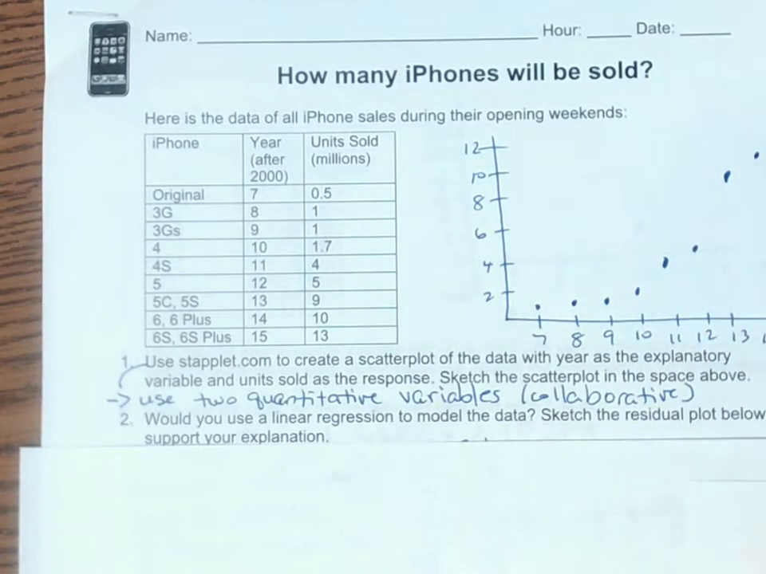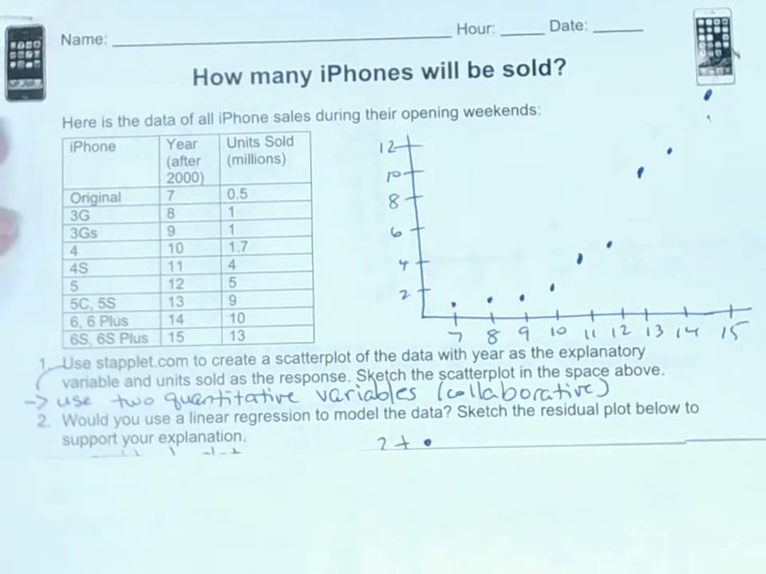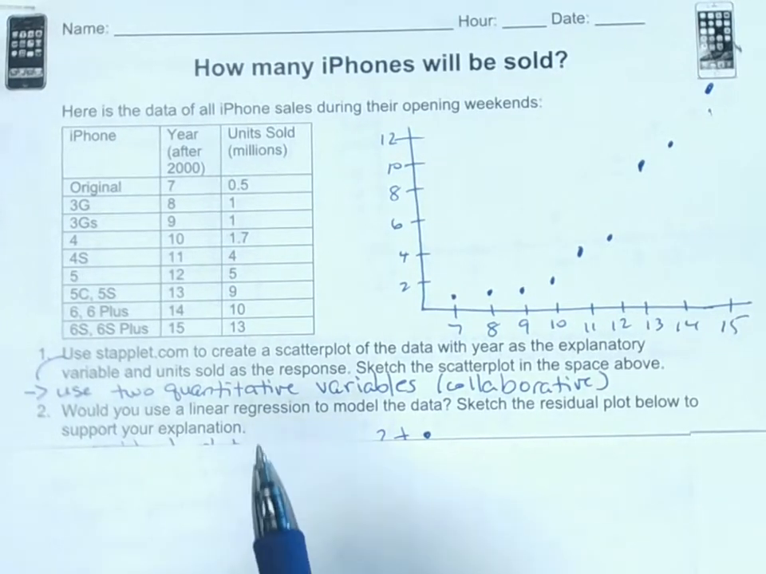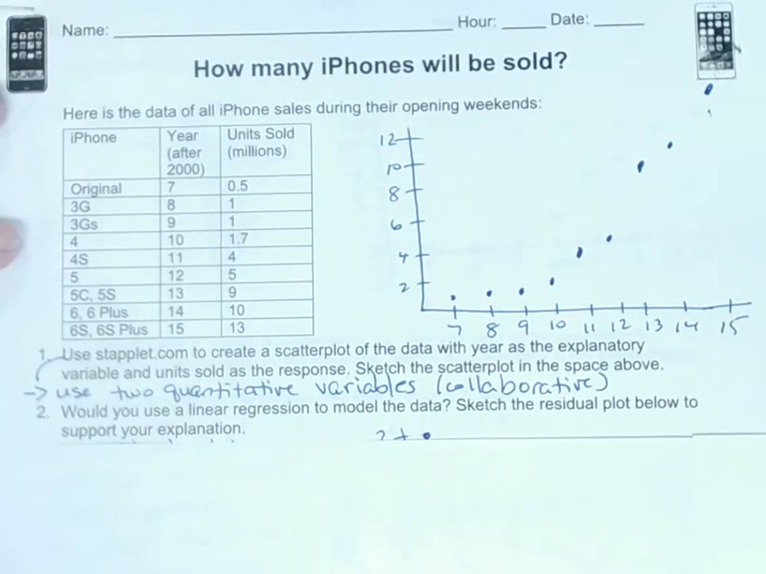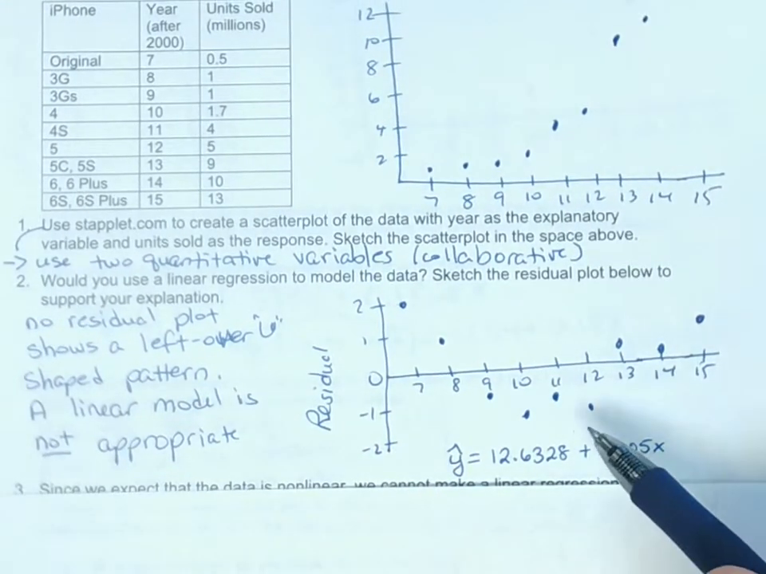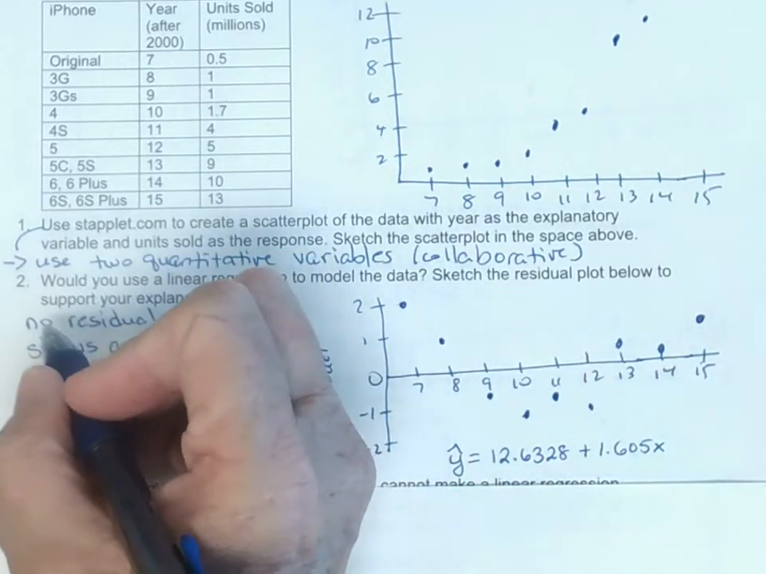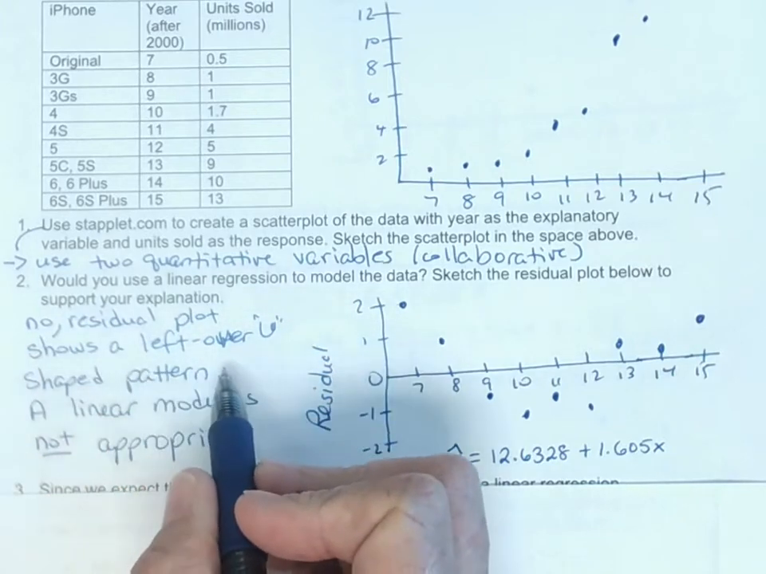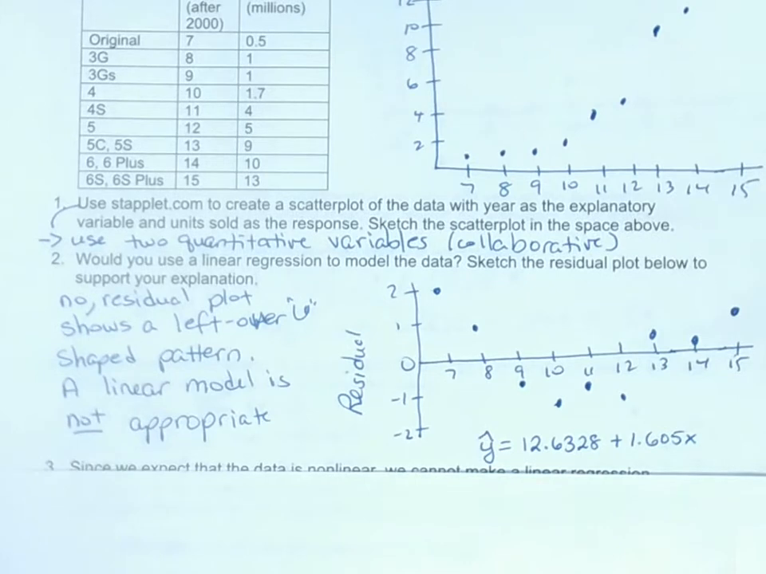And now we're trying to decide, is linear a good model for this data? It looks fairly linear, but remember the way we find out is to look at the residual plot. So if you choose a regression method and choose least squares regression line, it will give you a residual plot on Statplet. And when we look at our plot from Statplet, we have this sort of curve shape. So because it has a pattern, a leftover U-shaped pattern, a linear model is not appropriate to use.